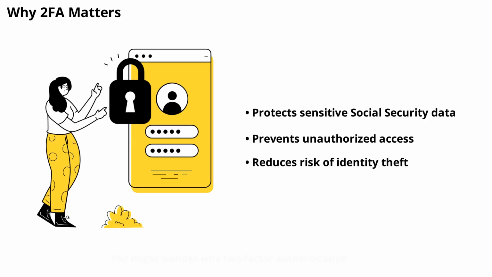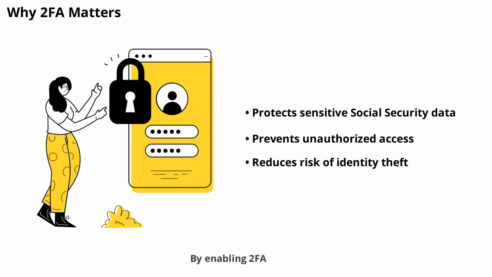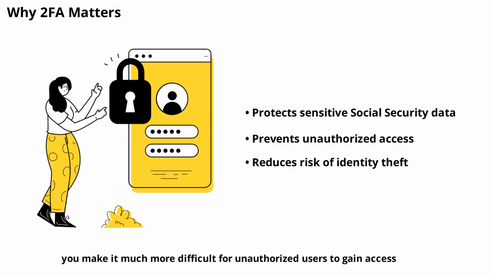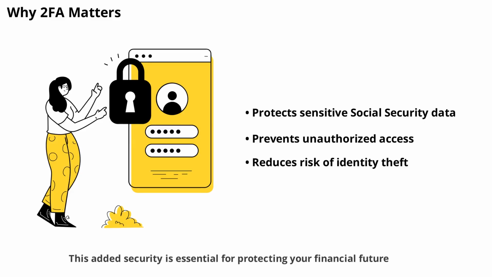You might wonder why two-factor authentication is necessary for your Social Security account. The answer is simple. Your Social Security information is extremely valuable to identity thieves. With just your Social Security number, someone could potentially open credit accounts, file fraudulent tax returns, or even steal your benefits. By enabling 2FA, you make it much more difficult for unauthorized users to gain access, even if they somehow get your password. This added security is essential for protecting your financial future.